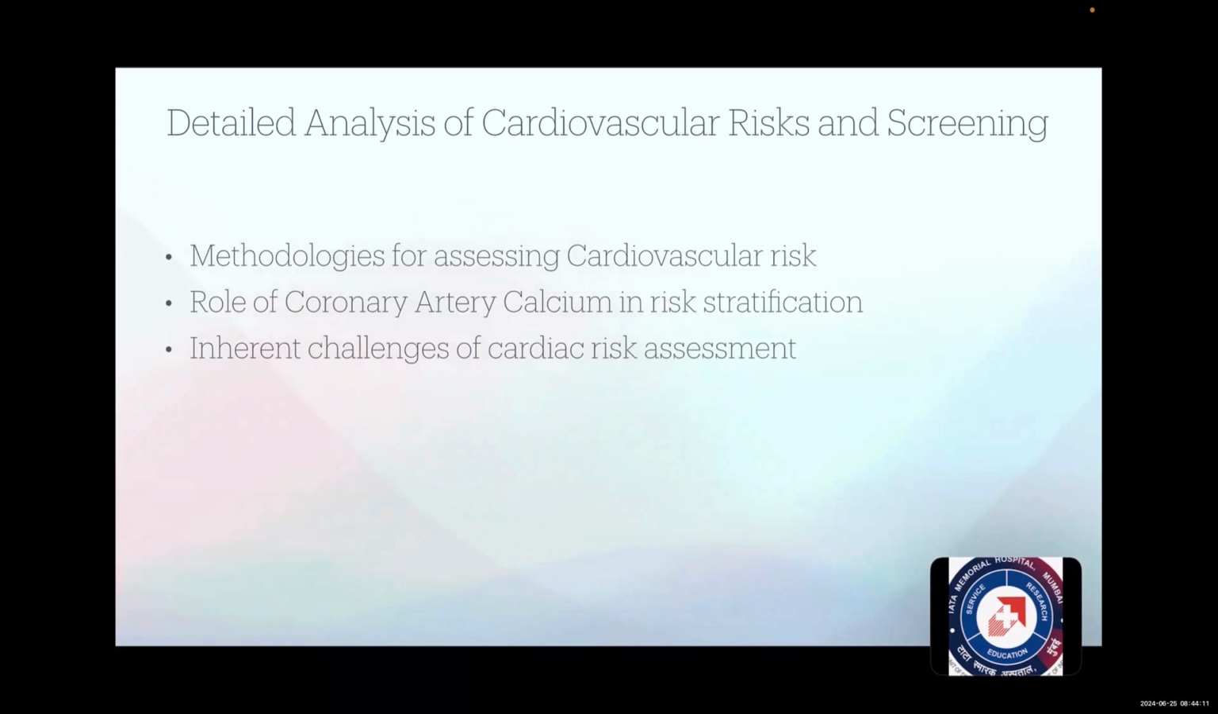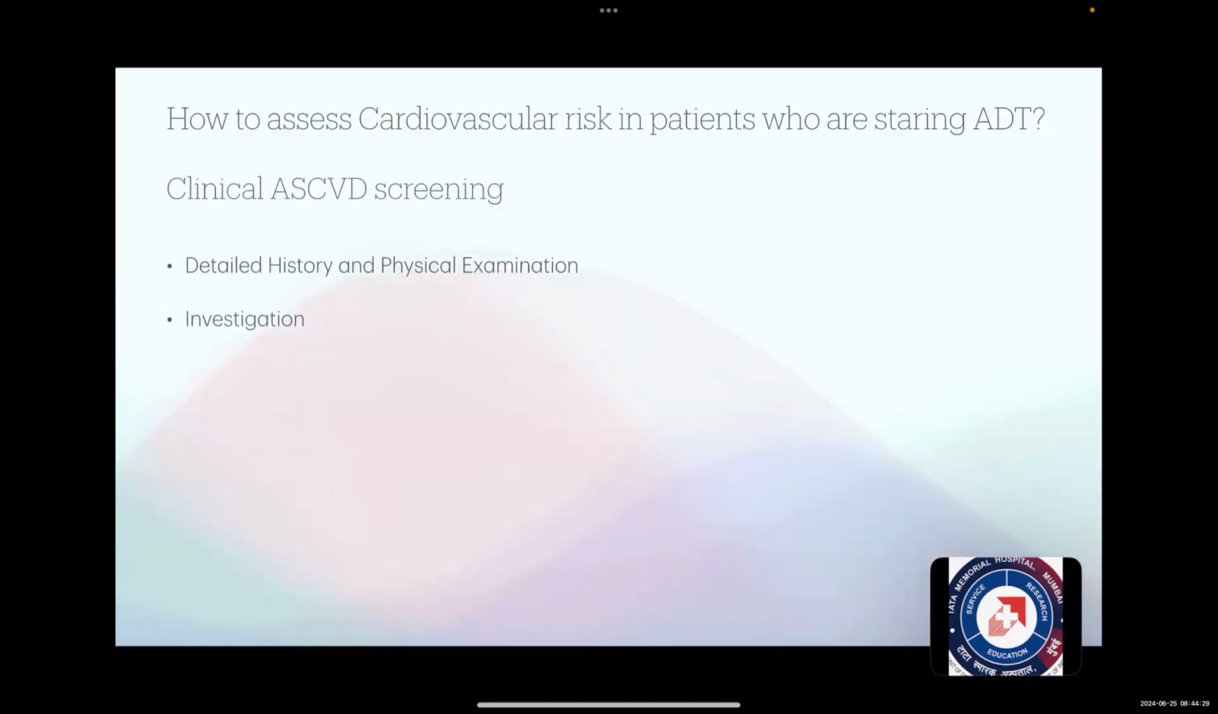My discussion will span three pivotal areas. They are methodologies for assessing cardiovascular risk; second, the role of coronary artery calcium in risk stratification in patients with prostate cancer; the third one is the inherent challenges of cardiac risk assessment, which is concomitant in patients with carcinoma prostate. Moving forward to the first topic, how to assess the cardiovascular risk in patients who are starting androgen deprivation therapy. A comprehensive cardiovascular evaluation is needed.